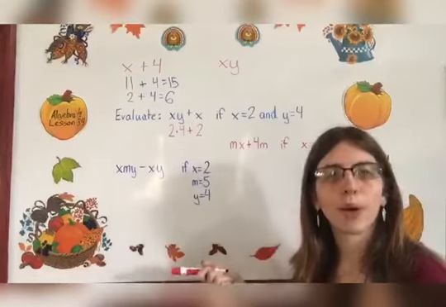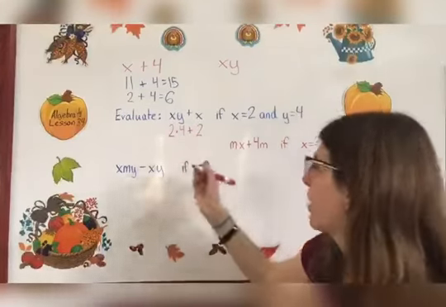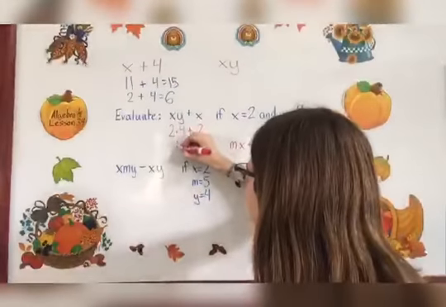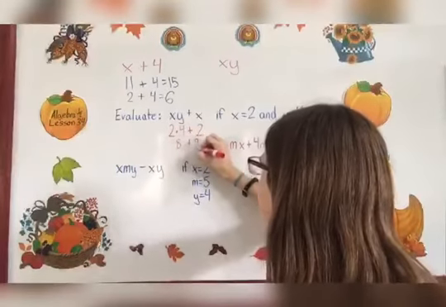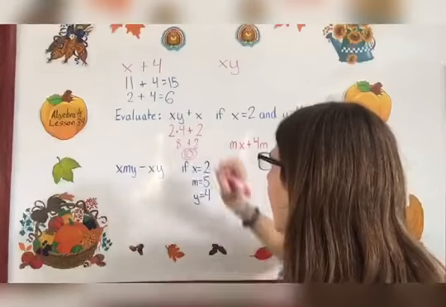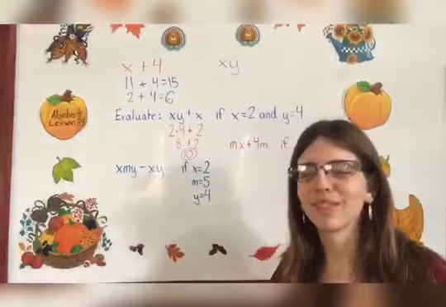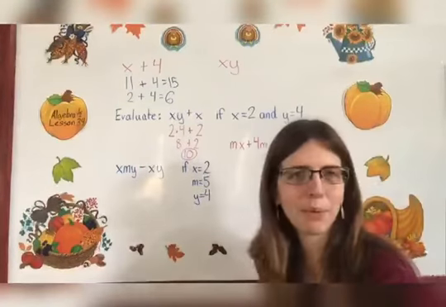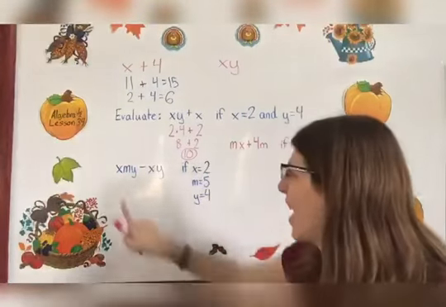According to order of operations, I multiply first. 2 times 4, I know is 8, plus 2. 8 plus 2 is 10. So that is my answer, 10. Okay, pretty simple, right? Let's try another one.